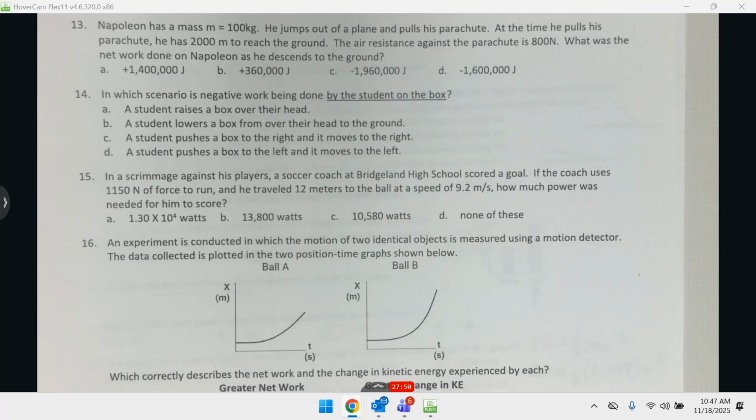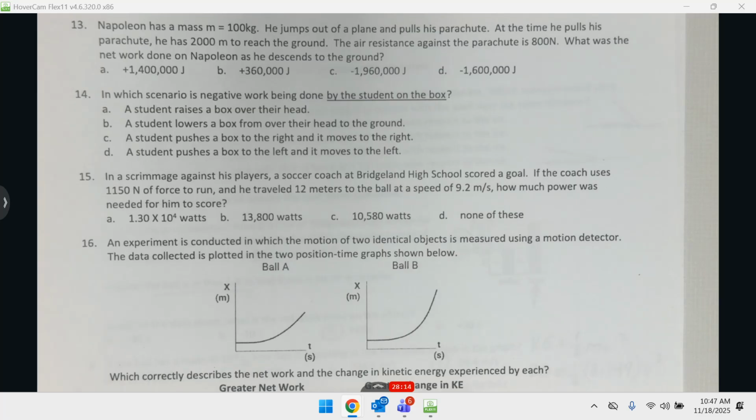It says, Napoleon has a mass, M, of 100 kilograms. He jumps out of a plane and pulls his parachute. At the same time he pulls his parachute, he has 2,000 meters to reach the ground. The air resistance against the parachute is 800 newtons. What was the net work done on Napoleon as he descends to the ground?